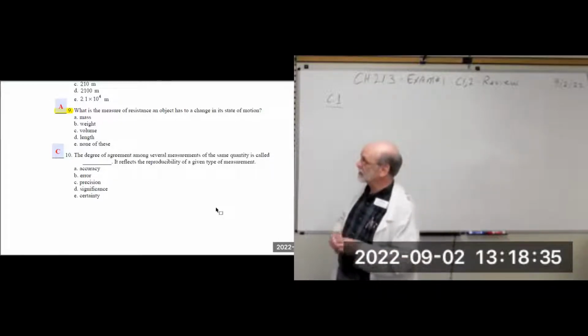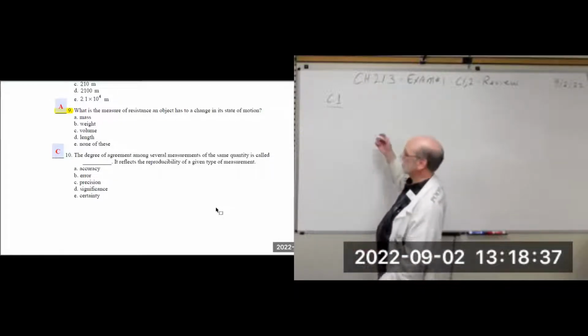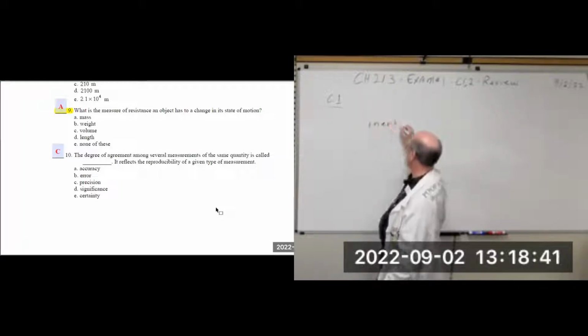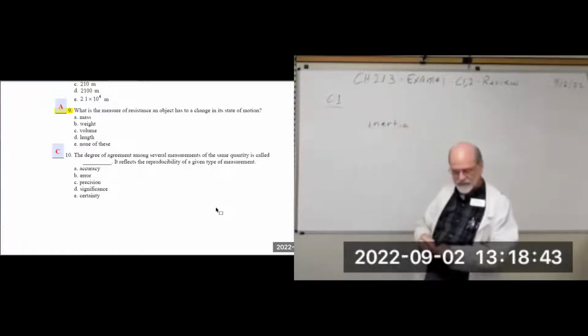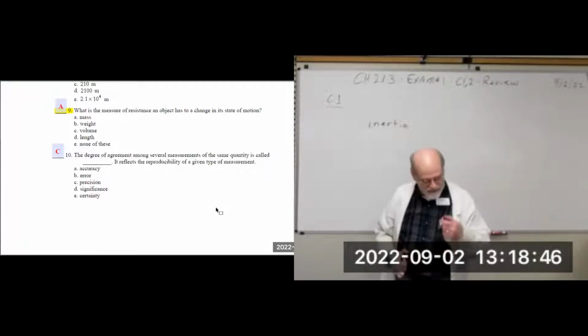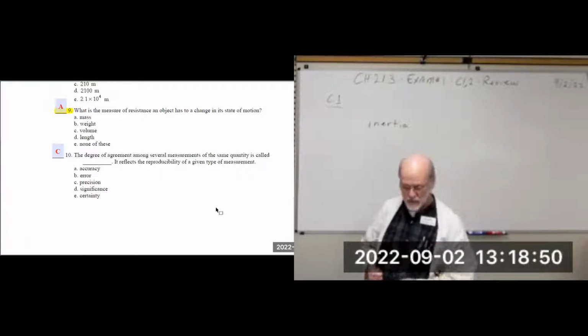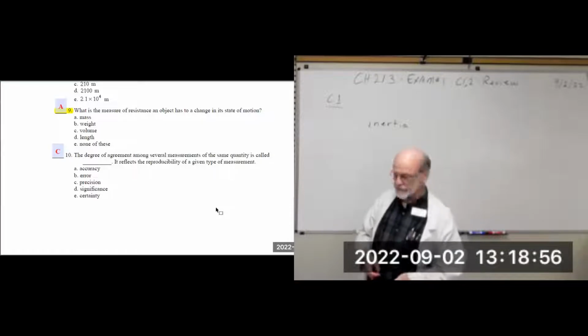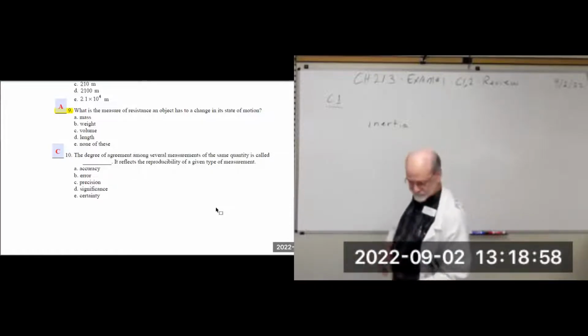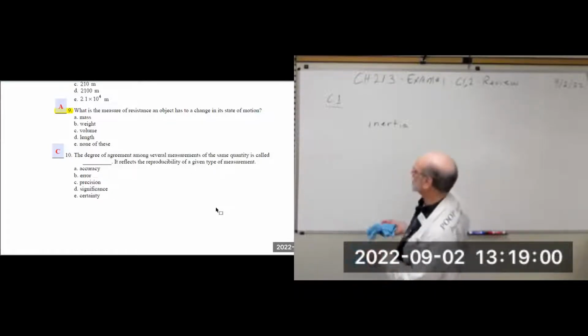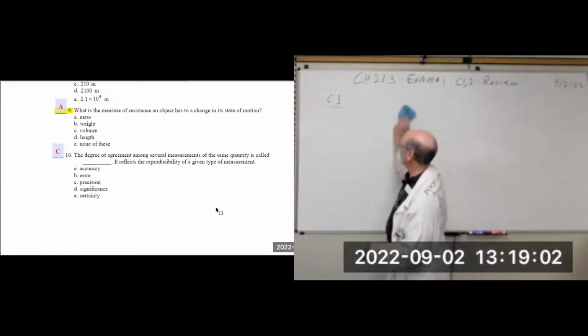Mass. And the magic word here is inertia. Mass is an indication of inertia. It resists the change in motion, whether it's sitting still or whether it's already moving, right? According to Newton's first law of motion. That's just to help you distinguish between mass and weight.